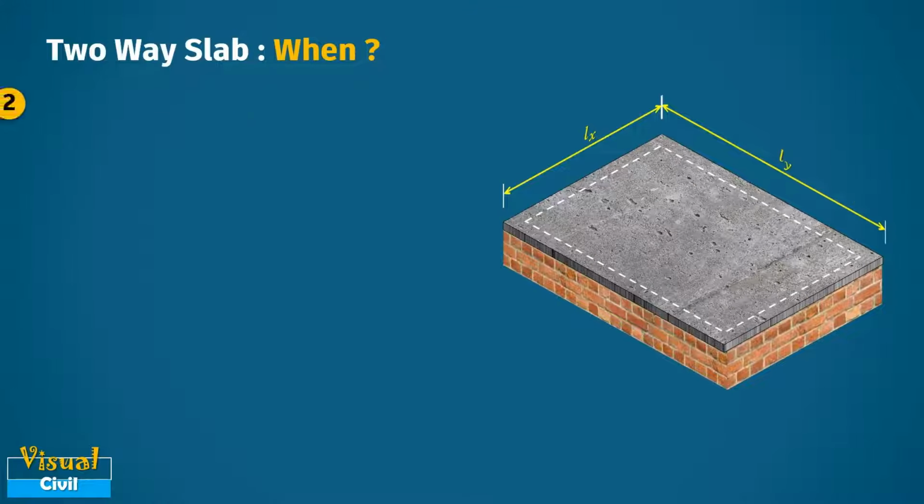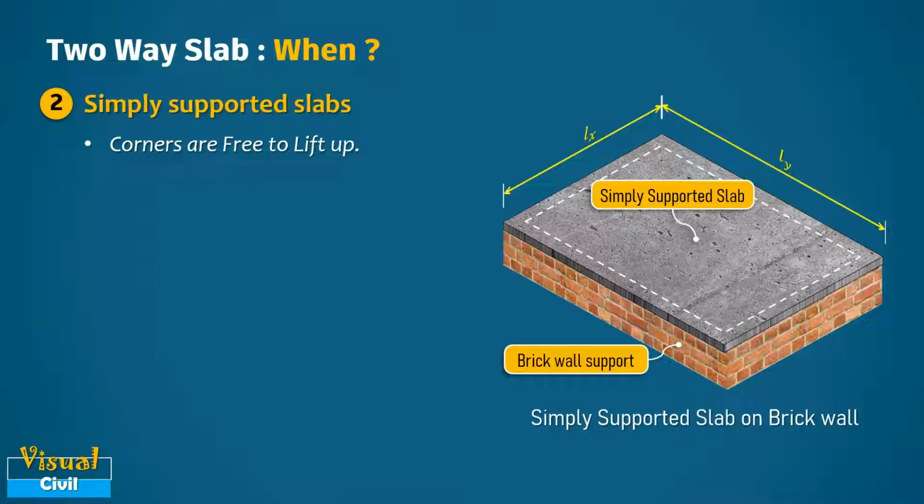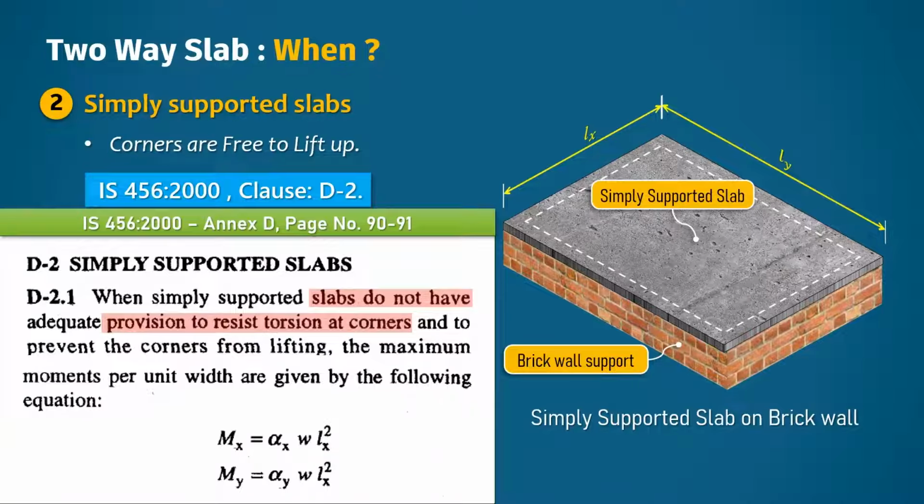Second type is simply supported slab whose corners are free to lift up. The slab supported by brick wall without any restraining arrangements will come in this category. This type of slab will be designed as per clause D2 of this IS code. So let us learn the complete design of simply supported two-way slab supported by the brick wall with the help of a numerical example as per IS 456-2000 code provisions.